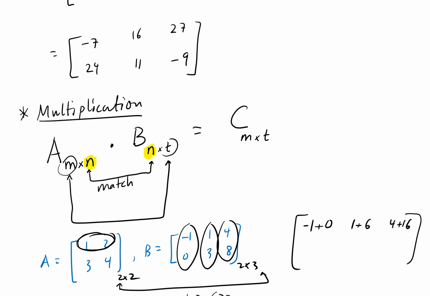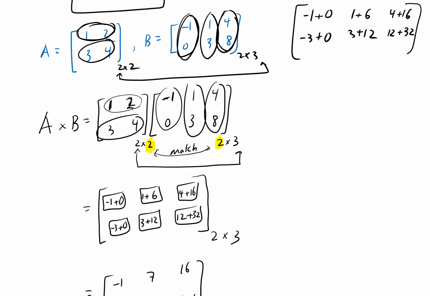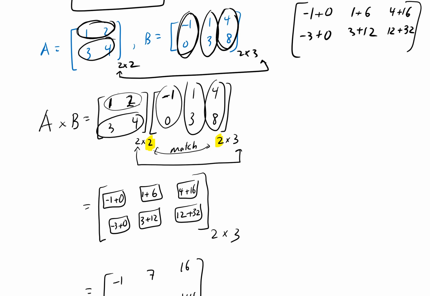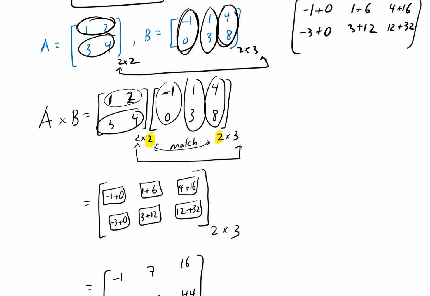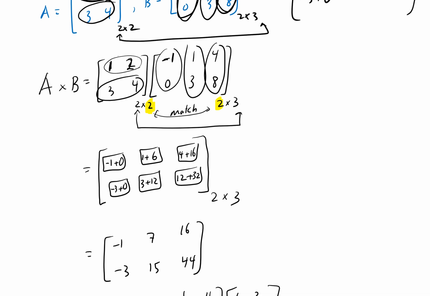We can do the same for the next row. Row by column: 3 by negative 1, negative 3, and 4 by 0, 0. 3 by 1, 3, and 4 by 3, 12. 3 by the last column: 3 by 4, 12, and 4 by 8, 32. And then just simplify them. That's what I wrote here, and that will give us what we need: negative 1, 7, 16, negative 3, 15, 44.